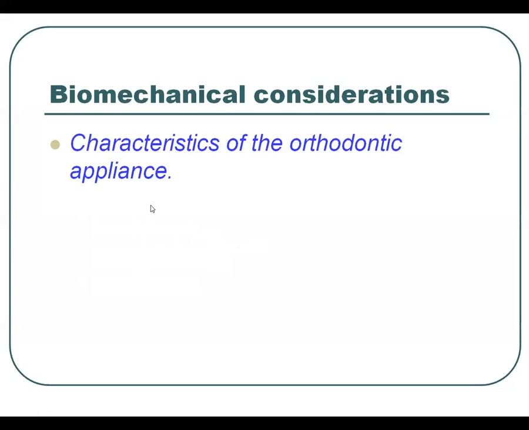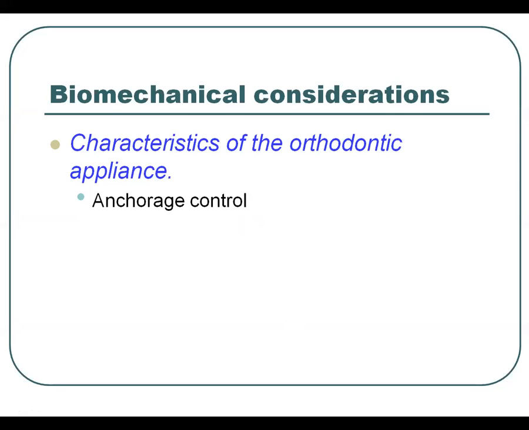Next, biomechanical considerations. Characteristics of the orthodontic appliances. So after doing all the treatment planning and problem list, what are the biomechanical considerations before giving any appliances? What are the things we have to consider? First is anchorage control. As you know, in adults there will be fewer teeth, less bone remaining, or more bone resorption, or there will be mobile teeth.